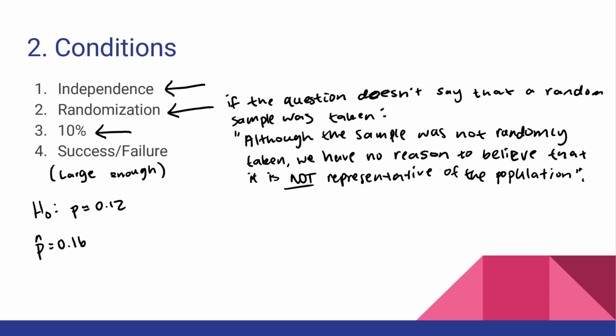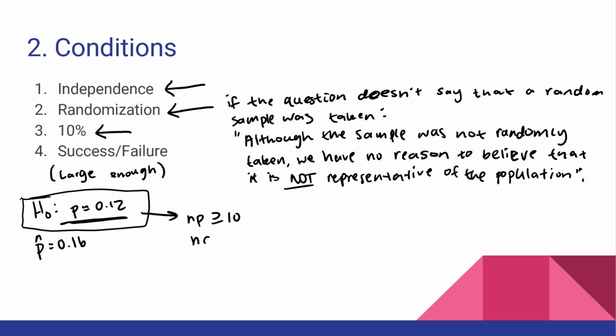So again, it's like in a court of law, you go with your original assumption. We always assume that they're innocent until proven guilty. If we're assuming them innocent, then we're just going to believe that the null hypothesis is true until we get to our conclusion, so until we get our p-value. So if we assume that our H0 is true, then we are going to use this value of P for our success failure condition. So we will be using the 0.12 for our NP is greater than or equal to 10 and our NQ is greater than or equal to 10. Don't use your p hat.